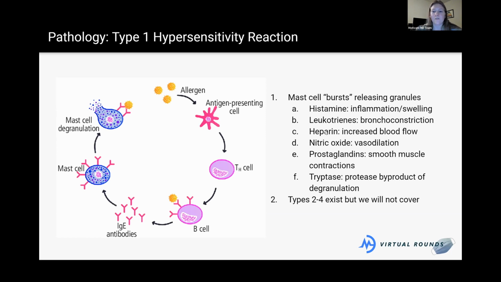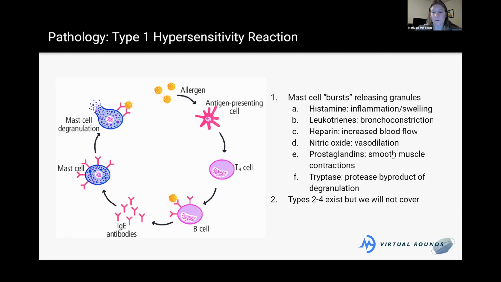They can also release things called leukotrienes, which can cause bronchoconstriction and cause that wheezing and shortness of breath in the lungs. They have something called heparin, which some of you might recognize as a medication that we give as a blood thinner to people who have blood clots. Your body does actually make heparin, and it can be released from mast cells to increase the blood flow to the area that's affected. Similarly, nitric oxide is a vasodilating molecule that's going to make your blood vessels go from a more normal, smaller size to really, really big. And when that happens, your blood pressure goes down.